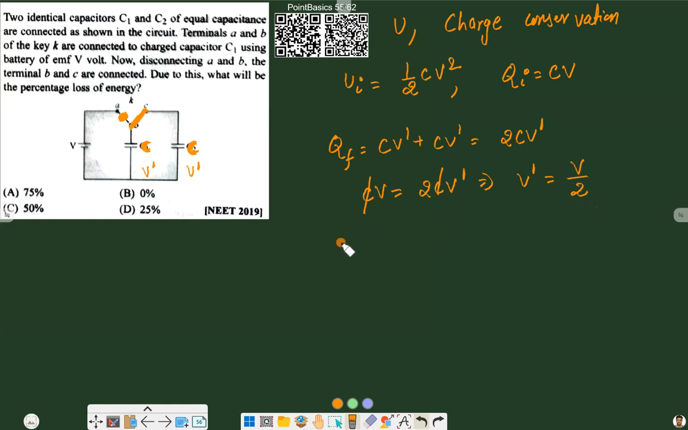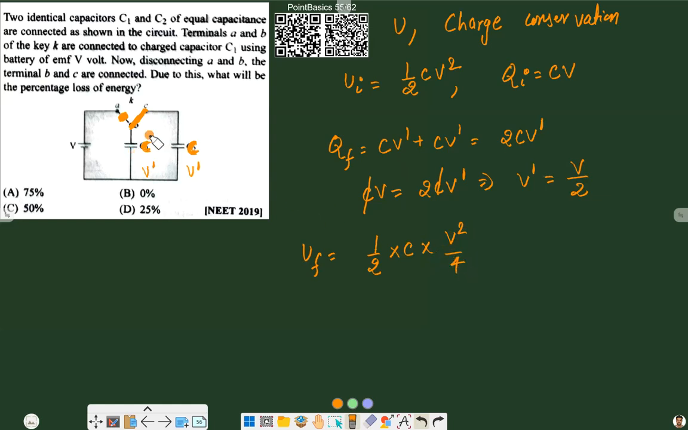So now coming to final energy, this capacitor will have energy and this capacitor will have energy. So our final energy will be sum of them. So half C V dash square, where V dash is equal to V by 2. So V by 2 whole square, so V square by 4.